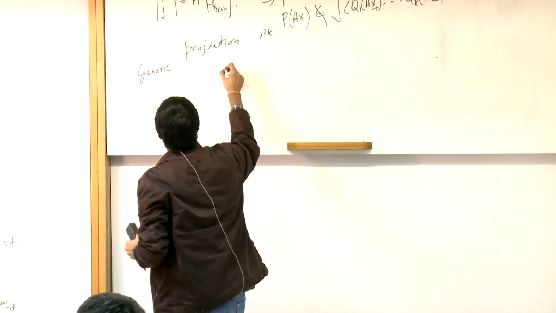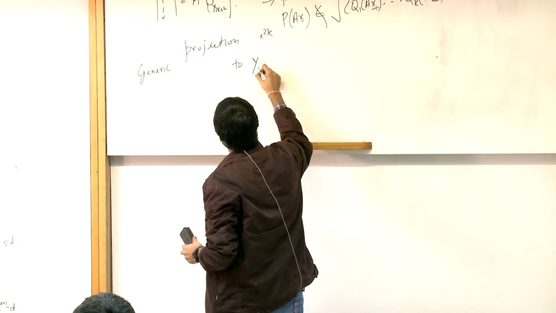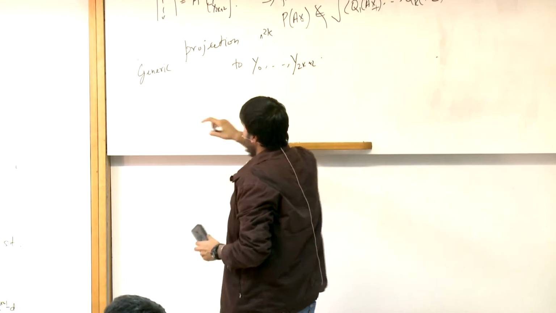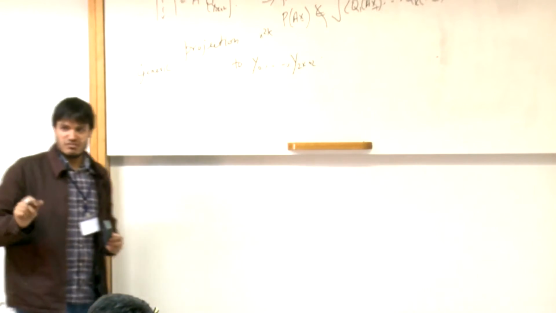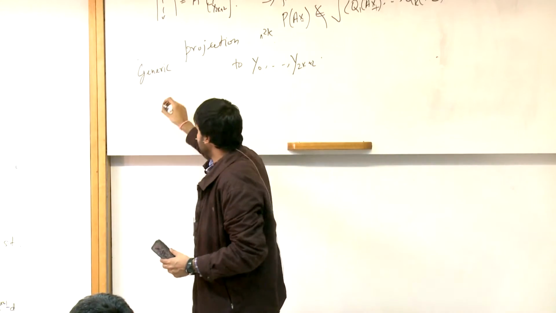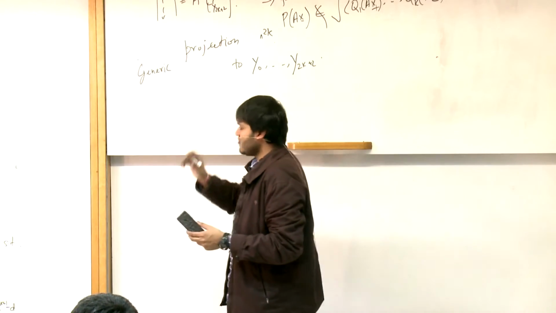If you take a generic projection to y0 up to y_{2k+2}, we have this map, right? If you take a generic projection to very few variables, then this non-containment is still preserved. Proof of this: I'm not going to present a proof. It's a little bit involved, but just take my word for it. You can formally prove it. It's not that easy to prove, but you can formally prove this.